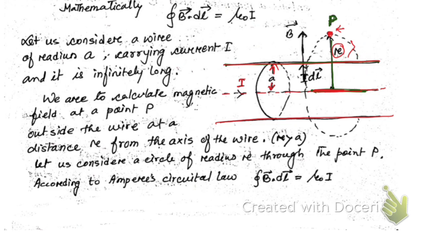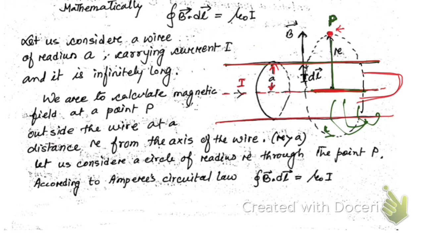Hope you have understood this. Now you see, if you apply Fleming's right hand rule, if you point the thumb of your right hand in the direction of current, then the remaining fingers will be wrapped around this conductor like this, right? So this will be the direction of the magnetic field.